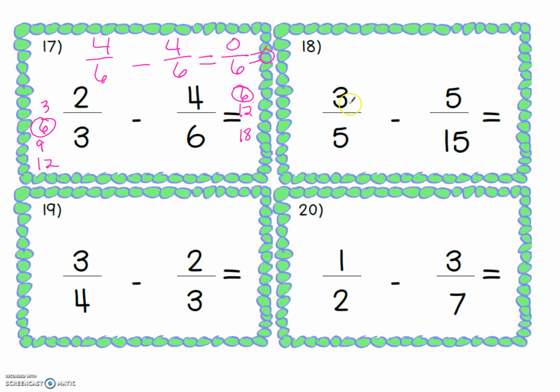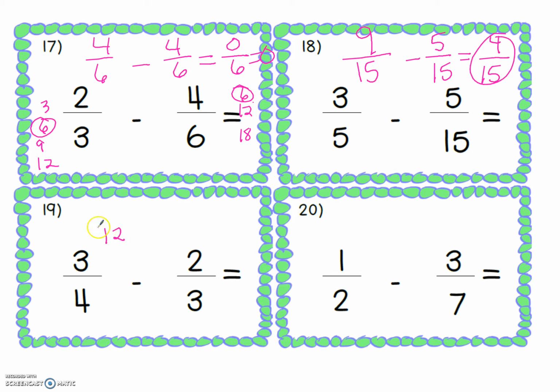Alright, so we have 3/5 and 5/15ths. What's our common denominator? 15. So 5 times what's 15? 3. So 3 times 3 is 9 minus 5/15ths. So 9 minus 5 is 4. And bring over our 15ths. Okay? If you want to try the next two on your own, pause the video and do them. And then you'll come back and we'll check them together.